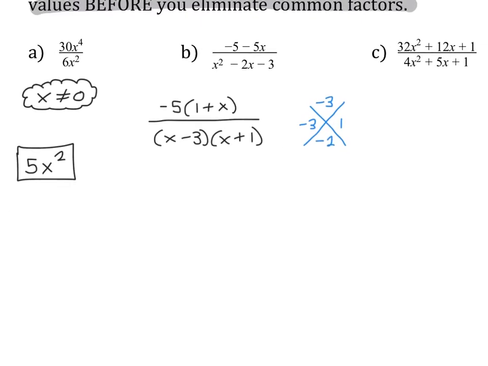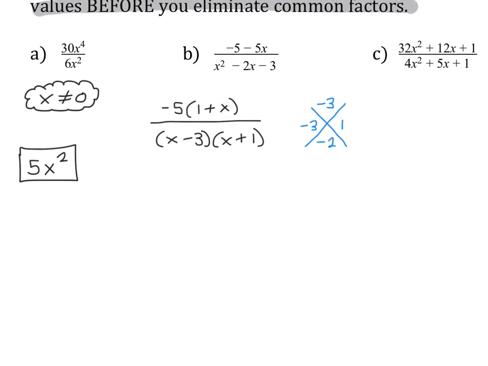So before we start looking for common factors to cancel out, we're going to start by listing our restrictions. So we can see from this factor, since the factor is x minus 3, we know that x cannot equal positive 3. Remember, if we set this equal to 0 and added 3, we would find that x cannot equal positive 3. And this factor would tell us that x cannot equal negative 1. So these are our 2 restrictions or excluded values.